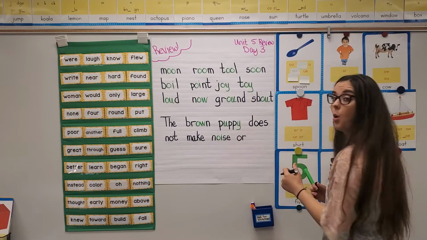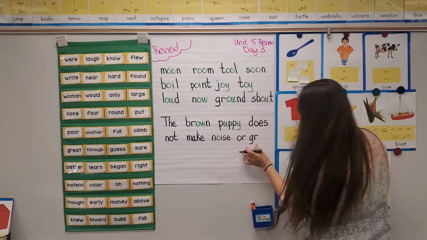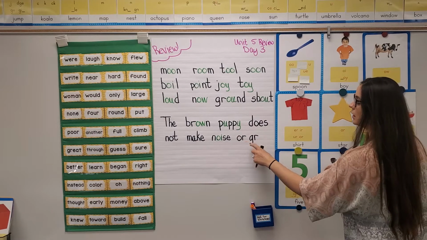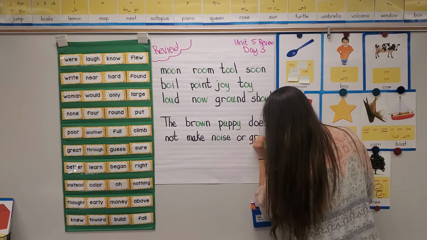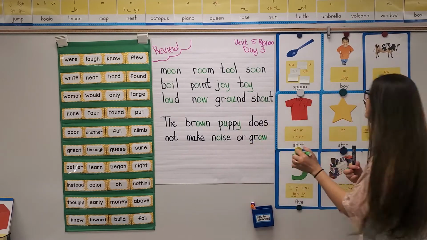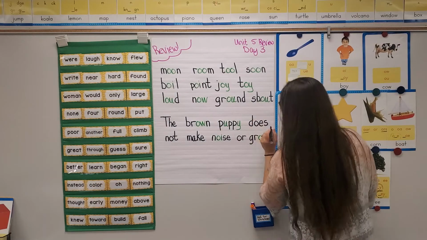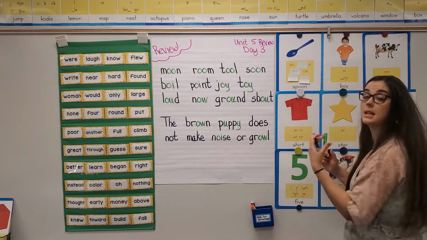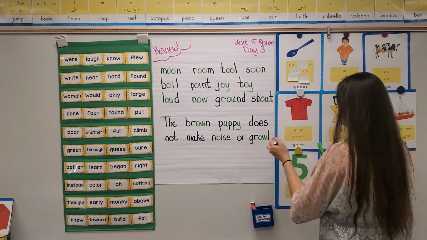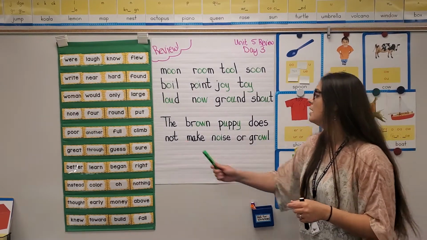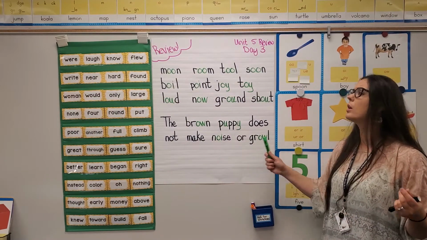High frequency word, or. G-R, g-er, gur. O-W, ow, ow, gur, ow. L says, gur, ow, growl. All right, so let's read our sentence. The brown puppy does not make noise or growl.